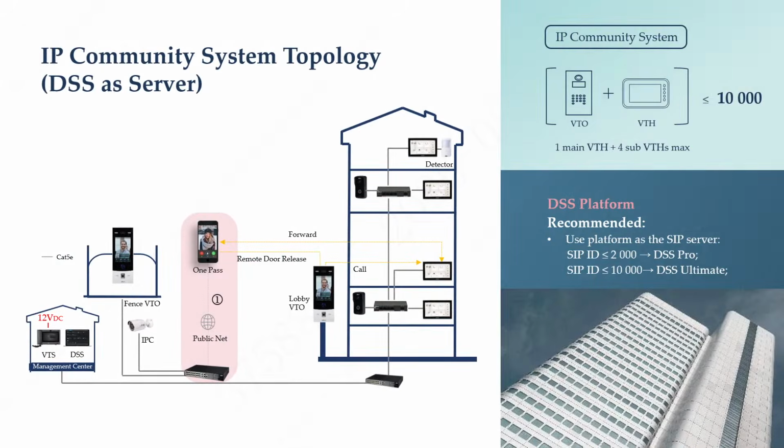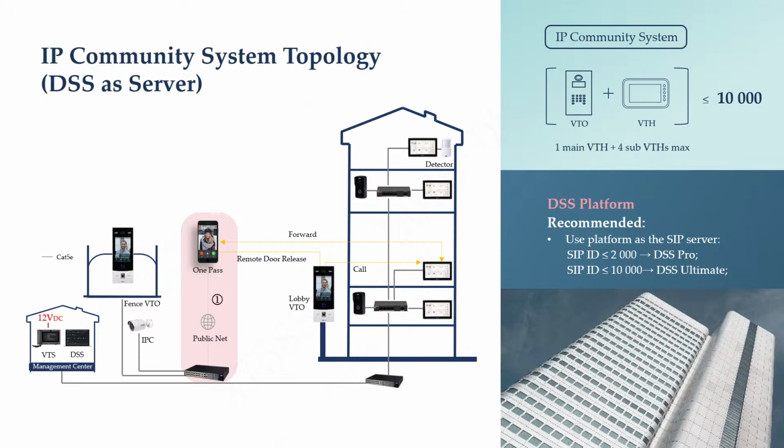Okay, let's have a quick overview of IP community topology. Basically, the upcoming topologies will be almost the same or have just quite small differences, because the core idea is the same in all the cases. In this topology, VTHs are power supplied and connected to the network by PoE switches. Most Dahua IP devices support the PoE solution, so the connection is really easy.